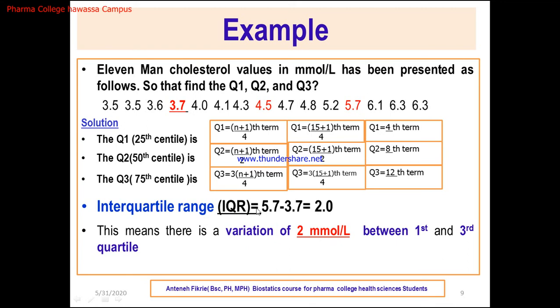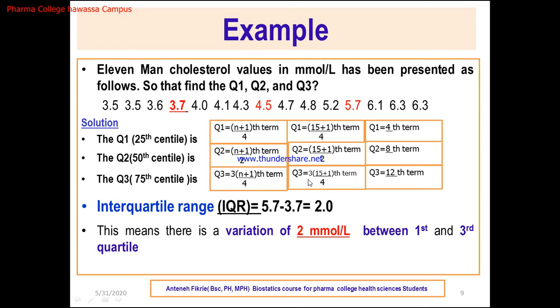IQR is equal to Q3 minus Q1. So Q3 is 5.7 minus 3.7, which is equal to 2. So this means that there is a variation of 2 millimole per liter between the first and the third quartile. So when you take the median and add 2, you may obtain 6.5, and when you subtract, you obtain around 2.5. The difference is around 2.